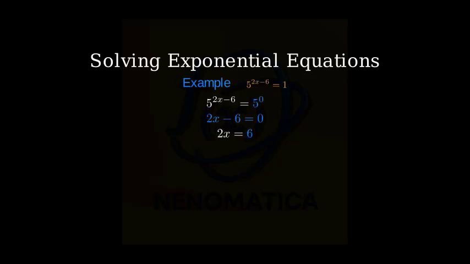Now, we solve for x by isolating it. First, we add 6 to both sides. Next, divide both sides by 2. And finally, simplify to find the value of x.